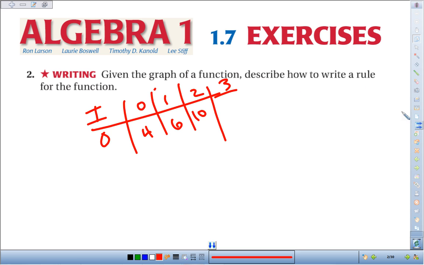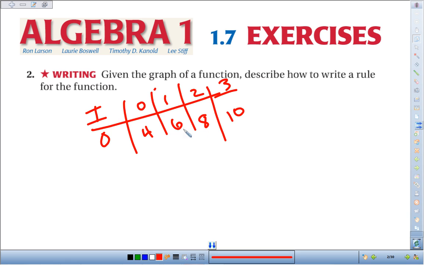Oh, let me go back on that one. I'm not following my own pattern here. Let's go 8, and then we'll go 10 here. And we notice that, well, let's see, to go from 0 to 4, I'd add 4, but that doesn't work from 1 to 6. And to multiply 1 to 6, I times 6, but 2 times 6 is an 8.